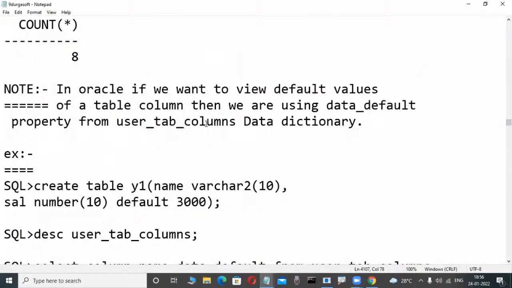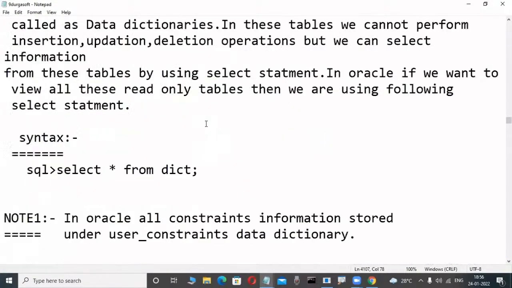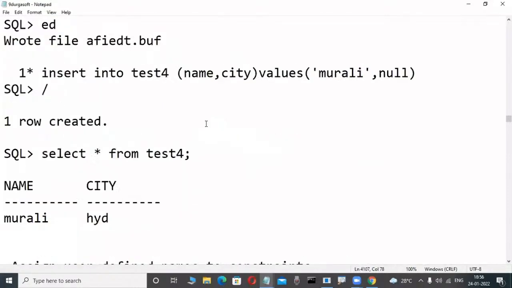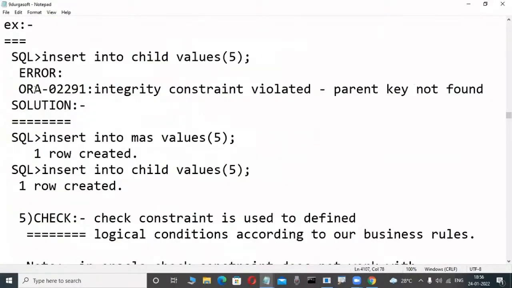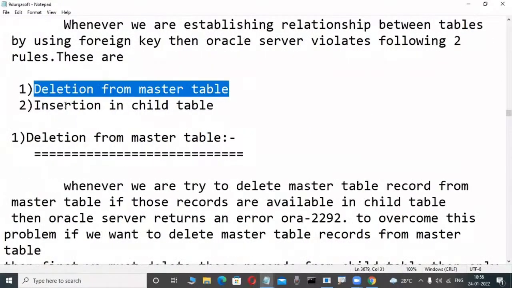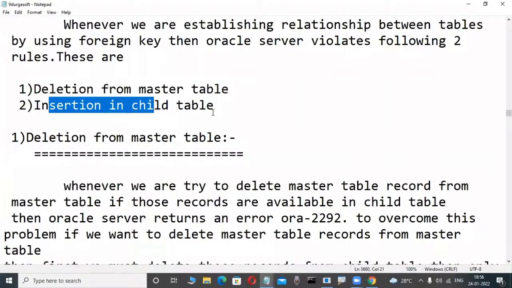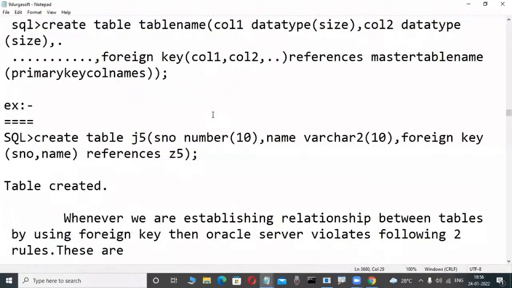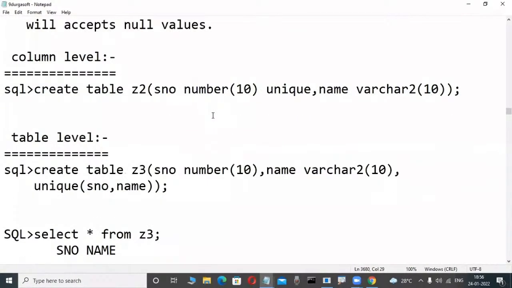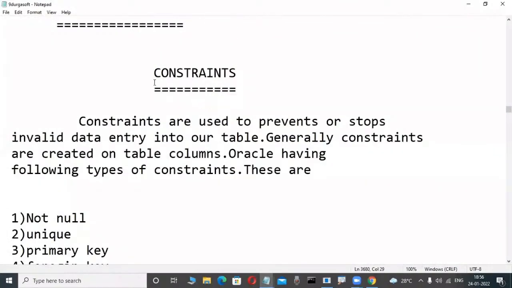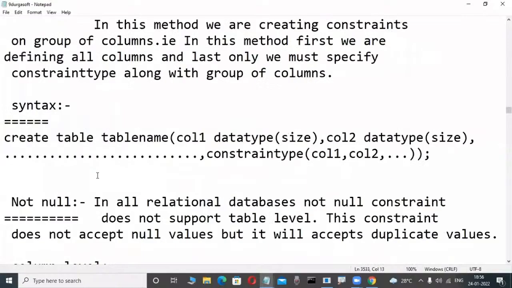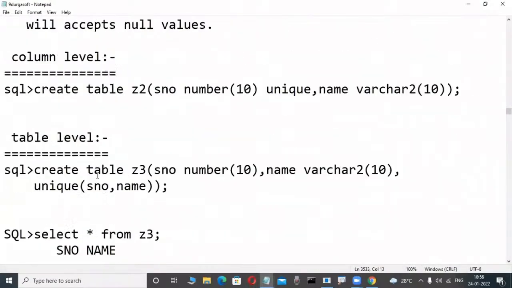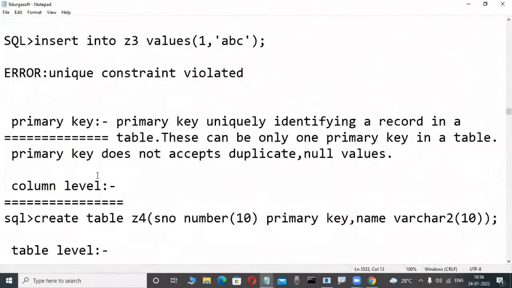Whenever master and child tables are available, then automatically some rules apply. Observe here: deletion from the master table, insertion in the child table. These are big, big chapters, don't worry. In every database, not only in working. What is primary key, what is foreign key, what is check, what is unique, these types of things, constraints is a chapter, and we learn it in our course, one by one. This is a demo class, so explaining everything is not possible. We just observe it roughly.